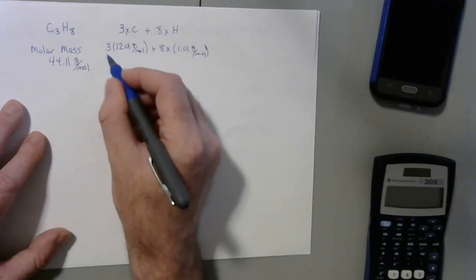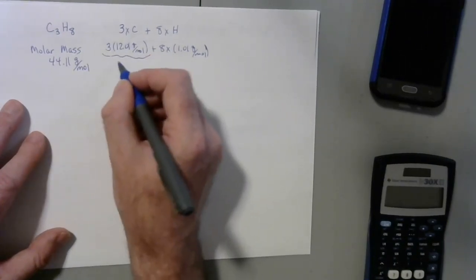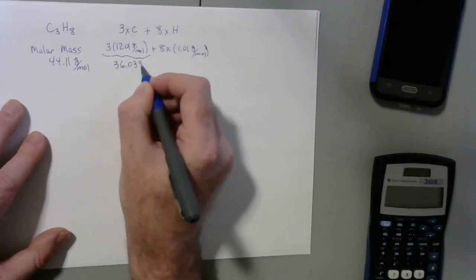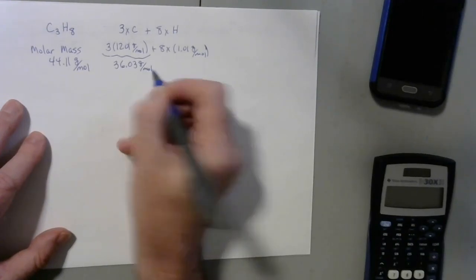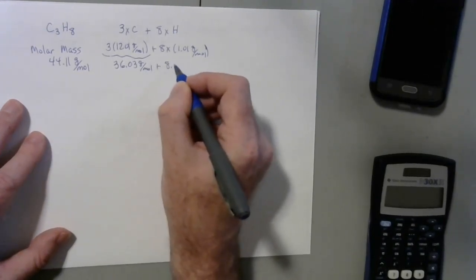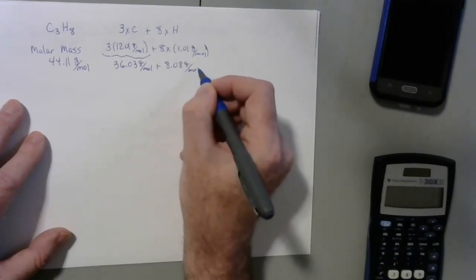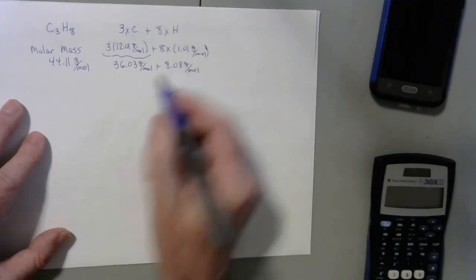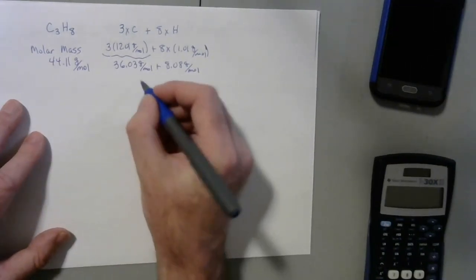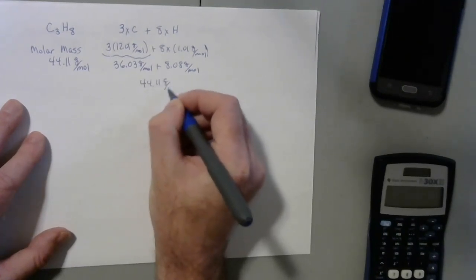And then we need the contribution from each of those. So we're going to be a little bit more specific. So 3 times 12.01 is 36.03 grams per mole plus 8.08 grams per mole from the hydrogen. But now since I did it more explicitly, I can see where that comes from. And yes, we do still get 44.11 grams per mole for the compound.